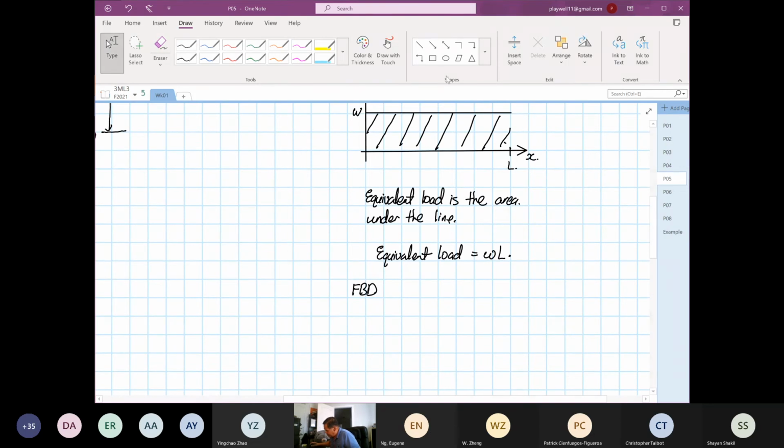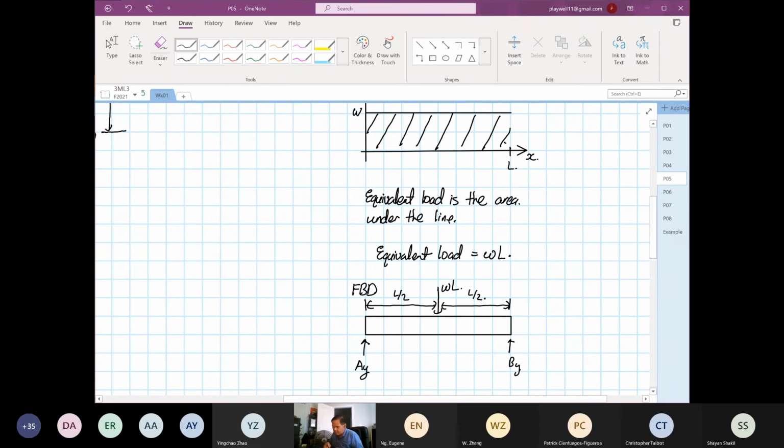Okay, and then when you construct your free body diagram, right? So this is your, I call this AY. This is your BY. So your equivalent load over here is omega L. And because it's evenly distributed, the distance from here to here is L over 2. And the distance from here to here is L over 2.